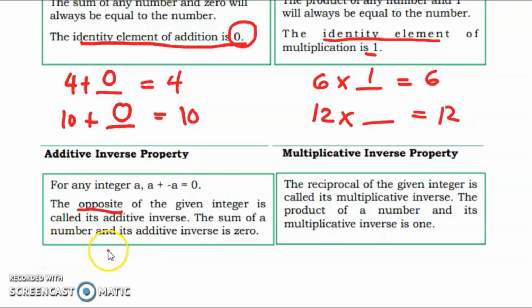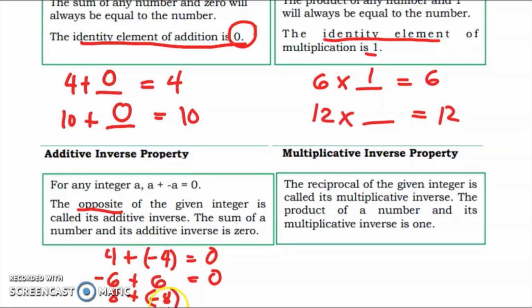Okay, for example, we have here 4 plus, ano ang additive inverse ng 4? Negative 4. So, 4 plus negative 4, that is 0. How about if I have here negative 6 added to, what is the additive inverse of negative 6? Positive 6. So, ang sagot dyan ay 0. Last one na. 8 plus, ano ang additive inverse ng 8? Negative 8. So, pag inadd ko ulit yung number at yung additive inverse niya, ang sum niyan ay 0.